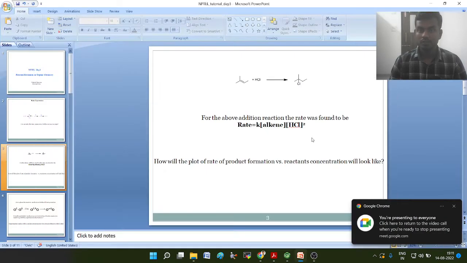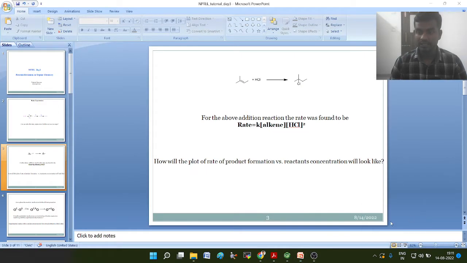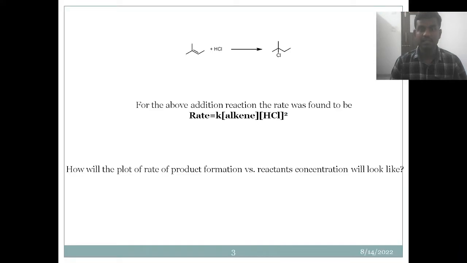Okay. So we are given an addition reaction where an alkene and HCl are added, and then it forms this fluorinated hydrocarbon. For the above addition reaction, the rate was found to be rate equals rate constant, concentration of this alkene, concentration of HCl to the power 2. The question is very simple. How will the plot of the rate of product formation versus reactant concentration look like?